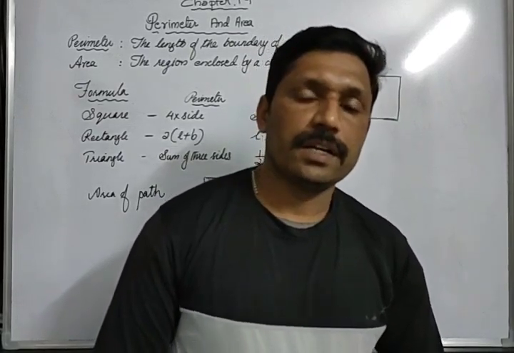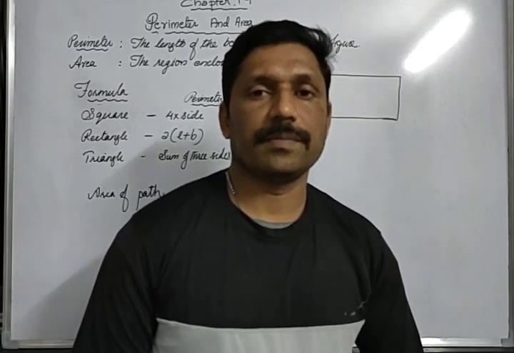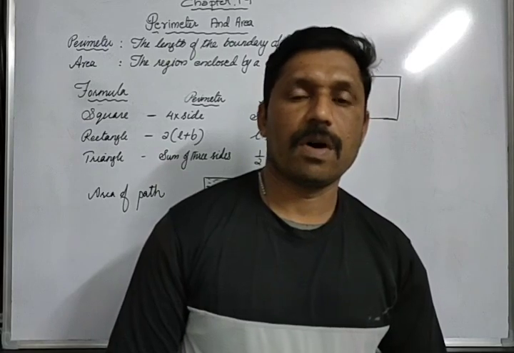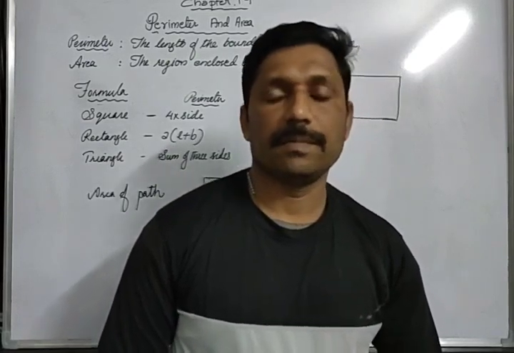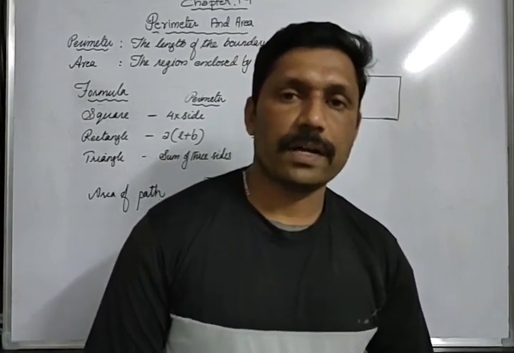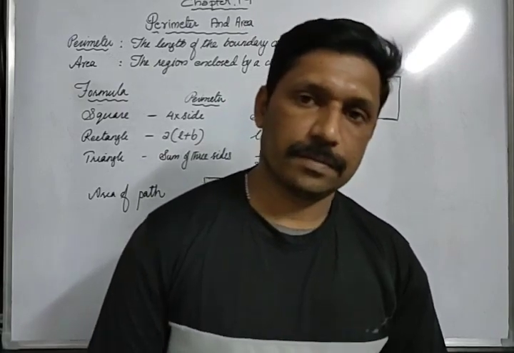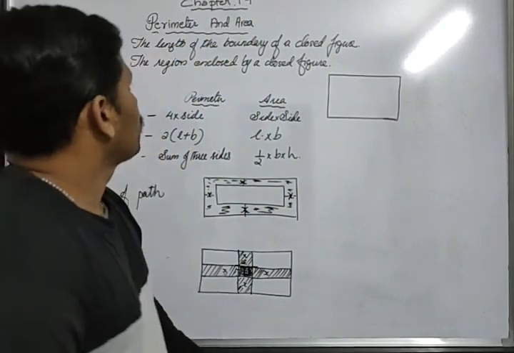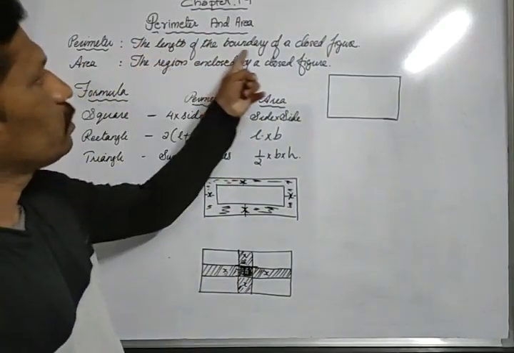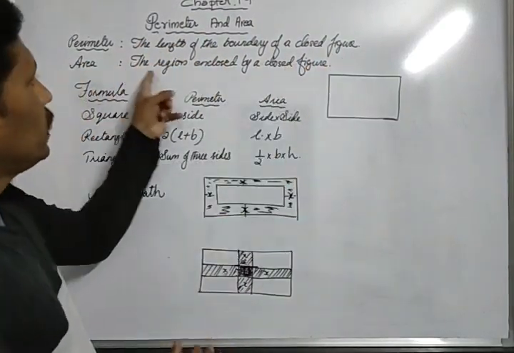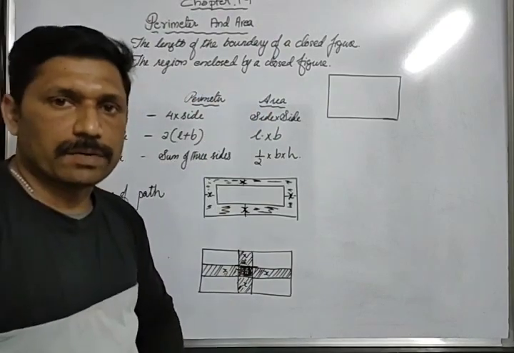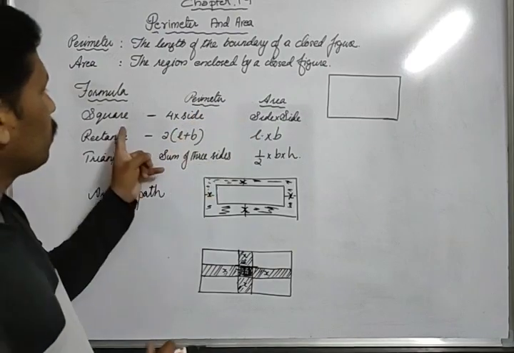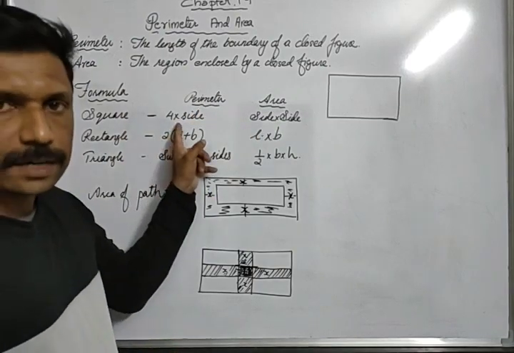So we have studied different formulas regarding area and the perimeter of different shapes. That means mainly we discuss square, rectangle and triangle. Some formulas are here: you can see perimeter is the length of the boundary of a closed figure and area is the region enclosed by a closed figure. Formulas to find out the perimeter and area are given. Perimeter of a square is equal to 4 into side.